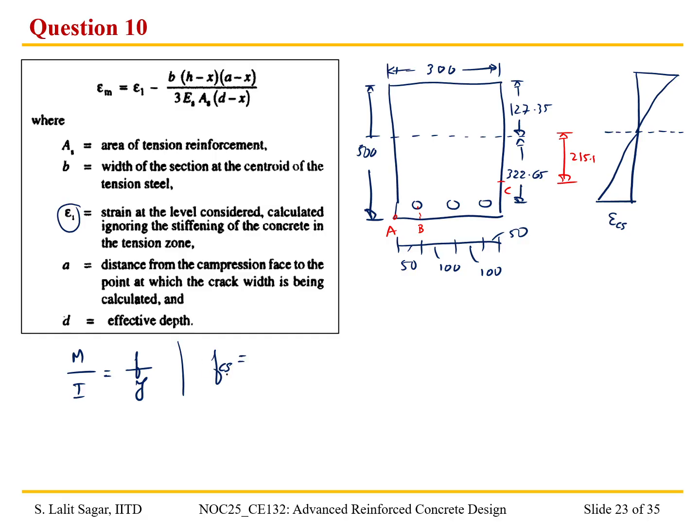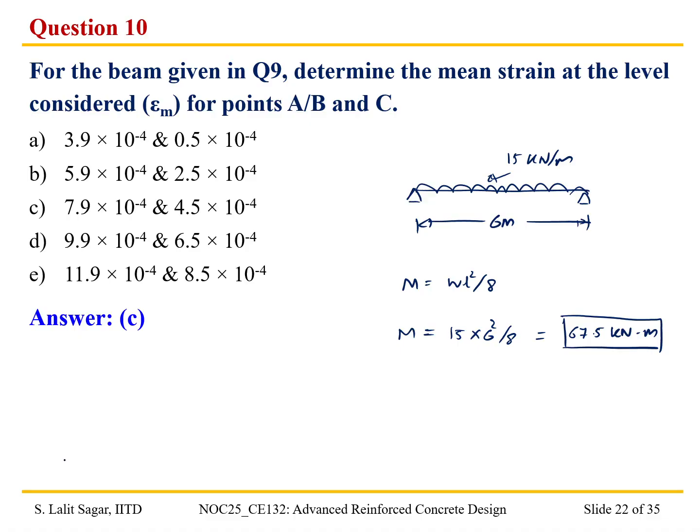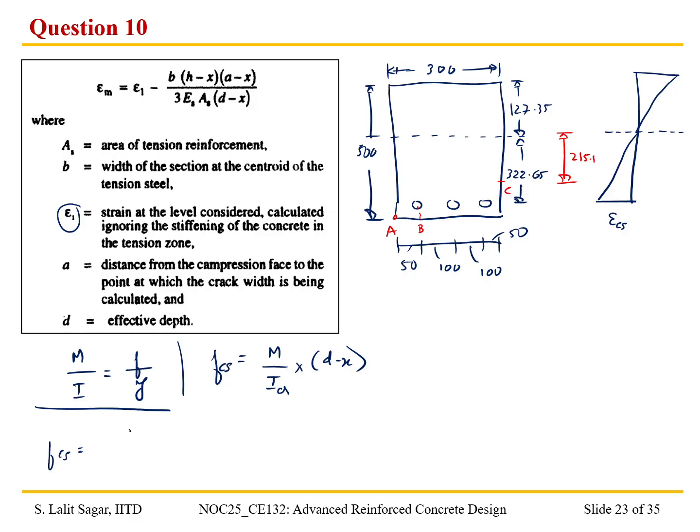So the stress in concrete at the level of steel, that is given by M by ICR, that is the cracked moment of inertia, multiplied by Y from the neutral axis, that is D minus X. Okay, D minus X. So FCS is given by, what is the value of M? 67.5, yes, 67.5 kilonewton meter, right?